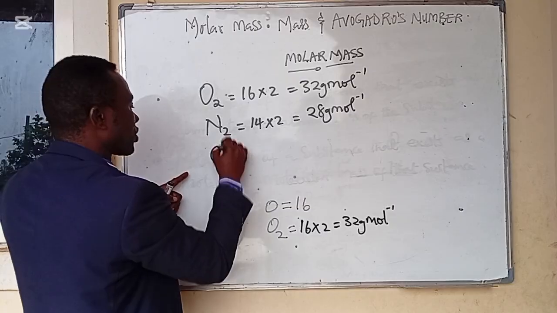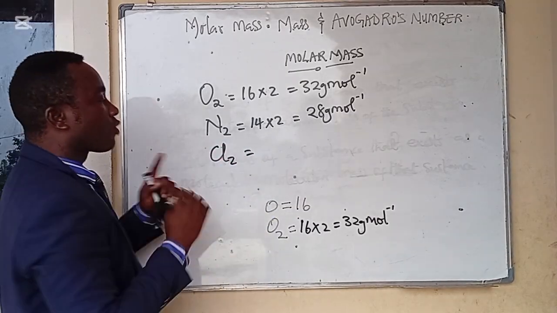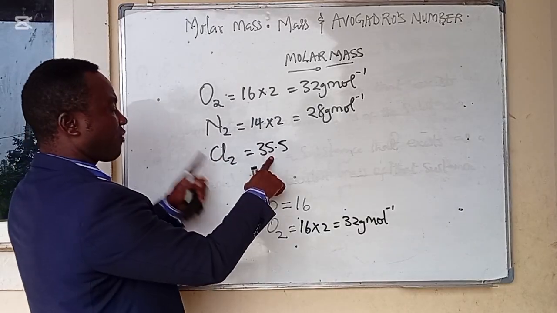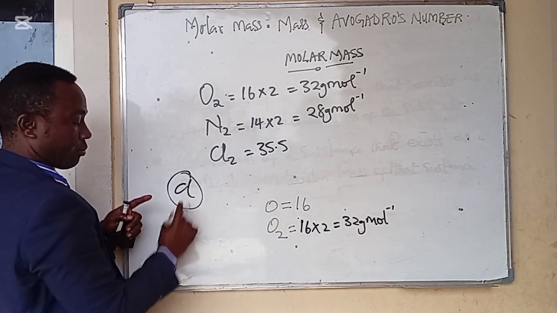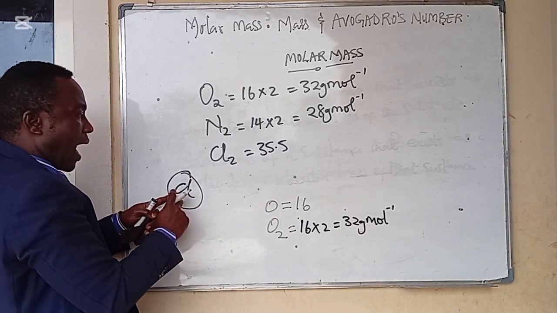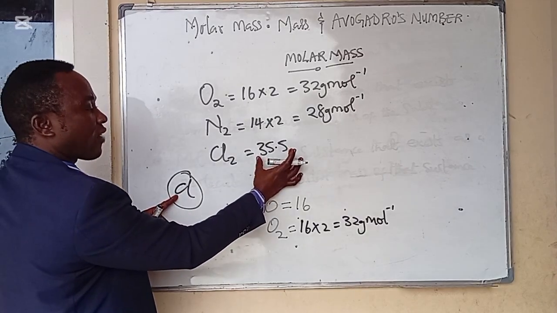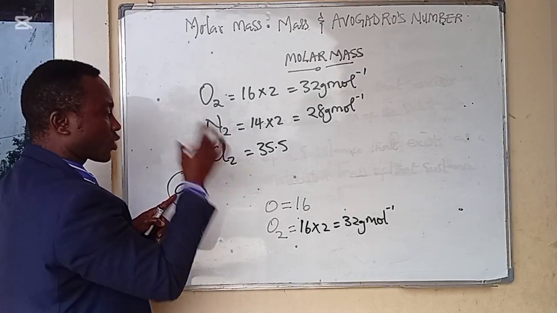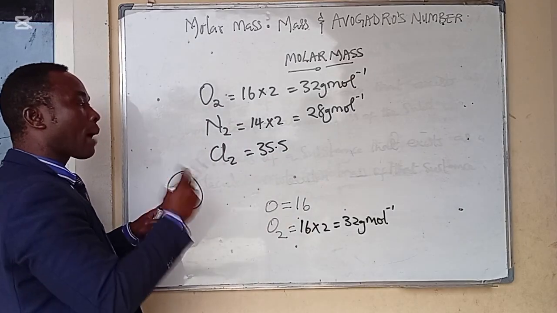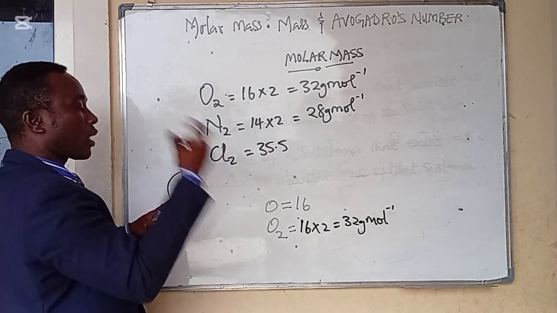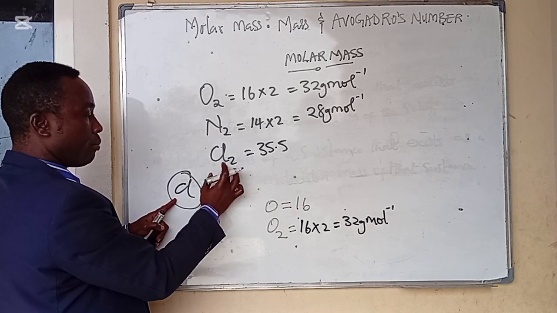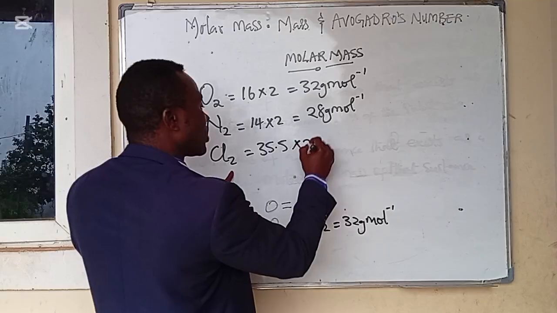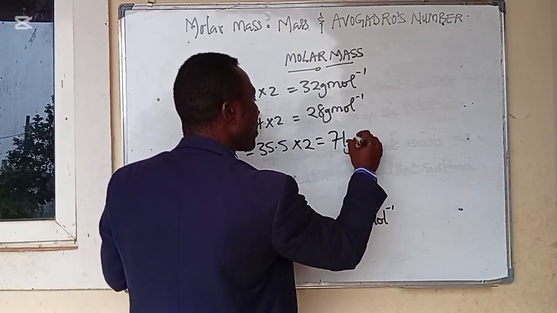So what is the molar mass of chlorine? The molar mass of chlorine is not 35.5. No. 35.5 is the mass of only one atom of chlorine, and the atomic mass of chlorine, which is 35.5, is not the molar mass. The molar mass of chlorine will be the molecular mass, not the atomic mass. A molecule is made up of 2 atoms, so it will be 35.5 times 2, which is 71 gram per mole.